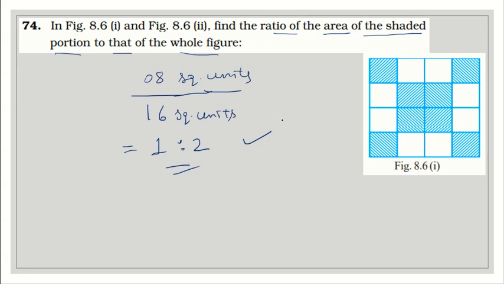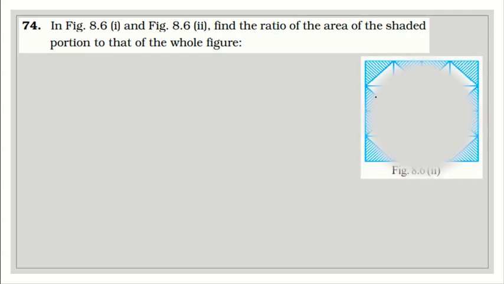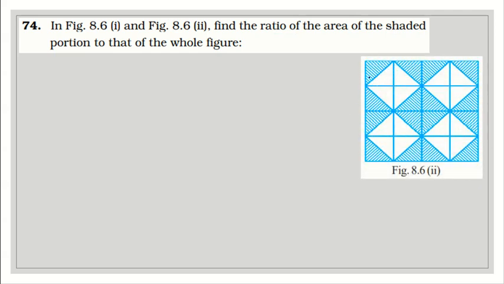This is how we find the ratio of the area of the shaded portion to that of the whole figure. But see figure number 8.6 of 2, which is a little tricky. Here is the tricky one. Now can you find how many are there in total?